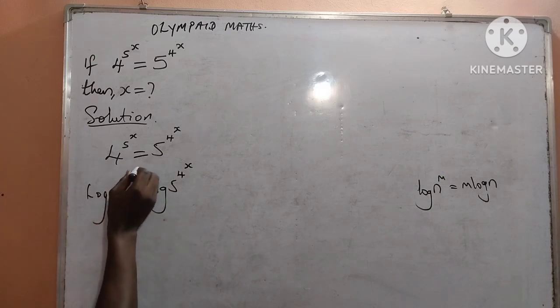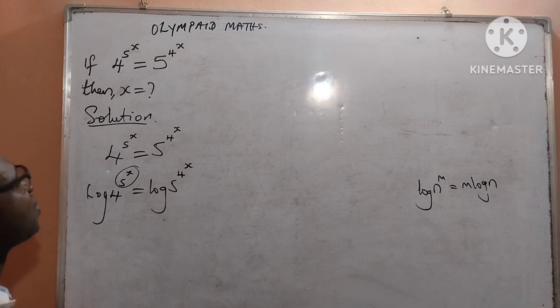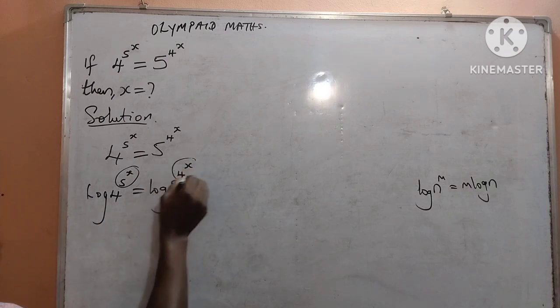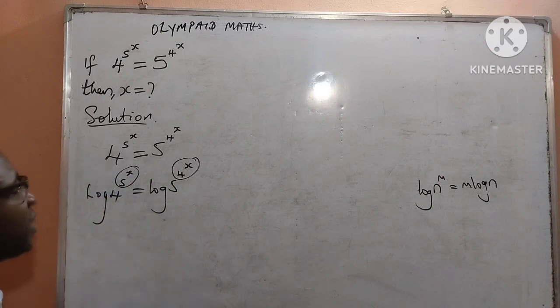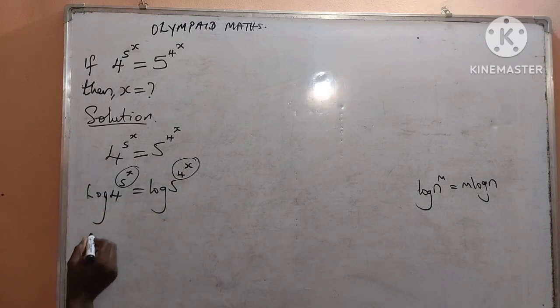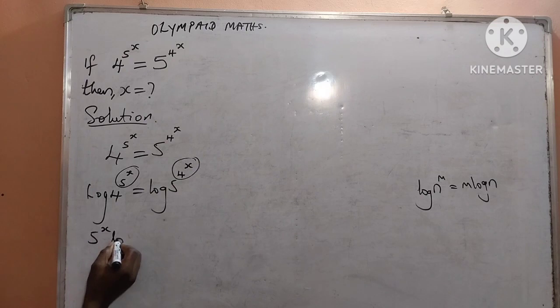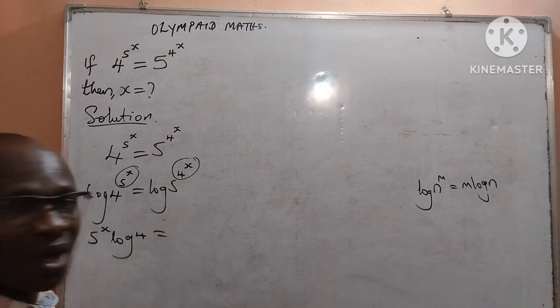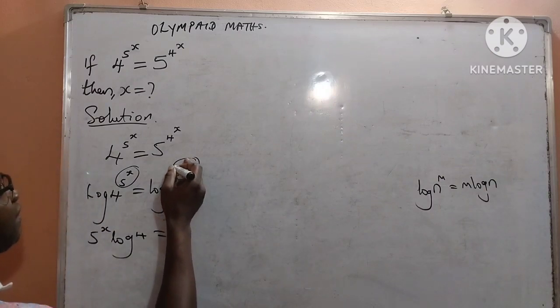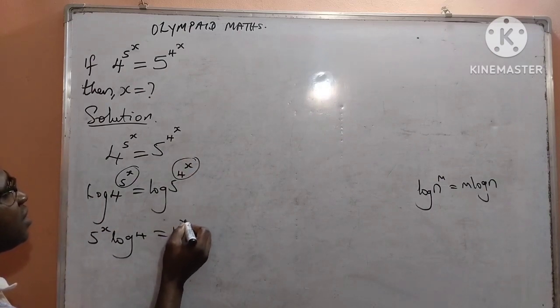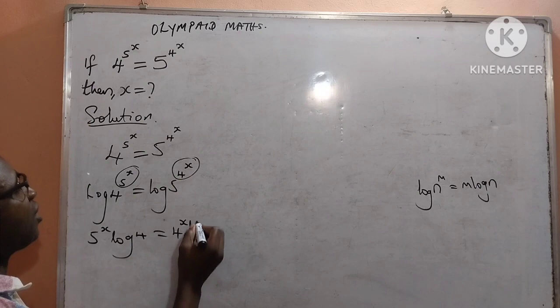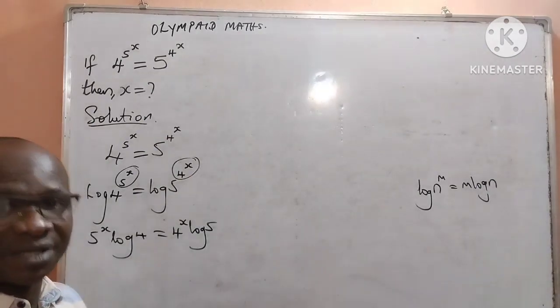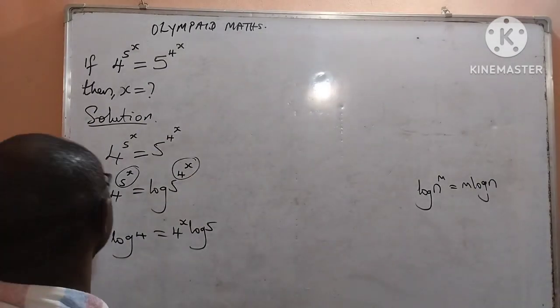So the power here is 5 to the power of x, while the power here is 4 to the power of x. So I'll move both of them to the front. And that will give me now 5 raised to x, then the log of 4 equal to, by the right hand side, 4 raised to x, then the log of 5. That is where I am now.